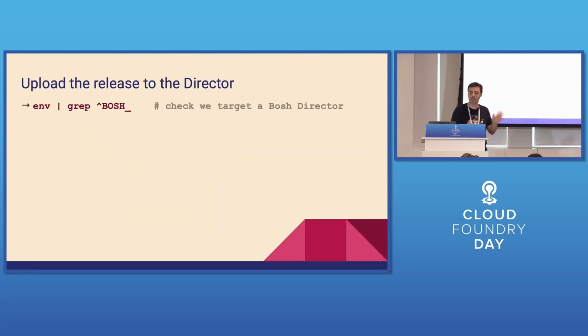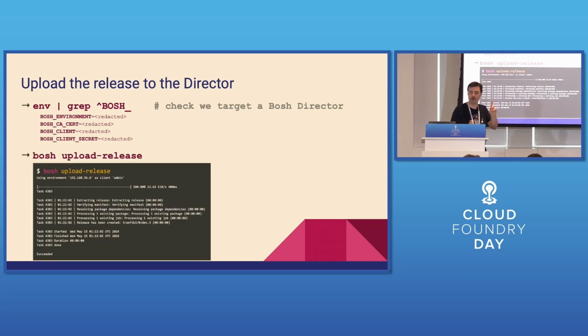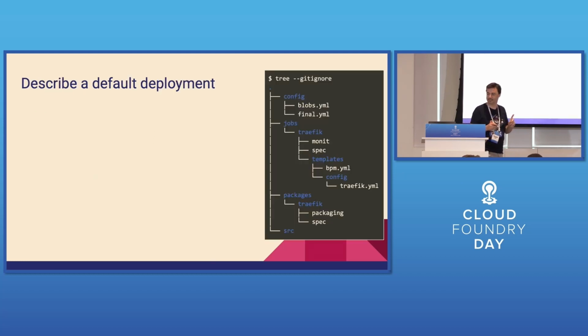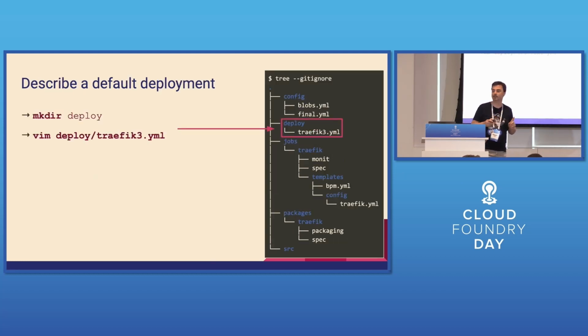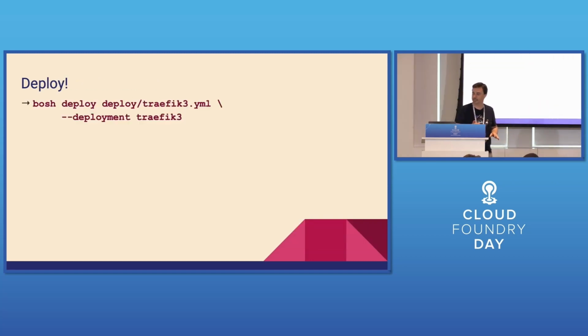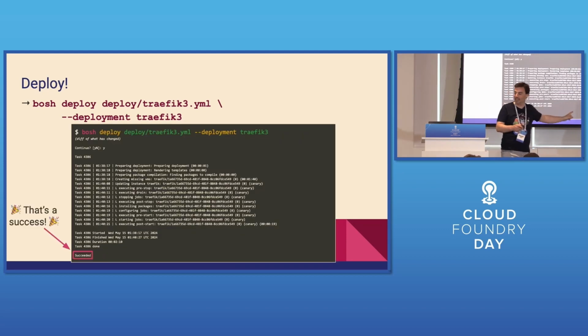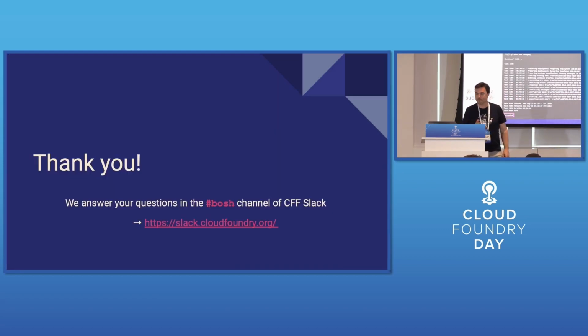And next, we upload it to the director. First, we check that we are connected to a director with that kind of command. We get four environment variables. And we upload the release. It goes fine. And then we create a default deployment. It's quite complicated. I won't go into the details. And we deploy with BOSH deploy. And it spits that out. And it's a success. Oh, my God.